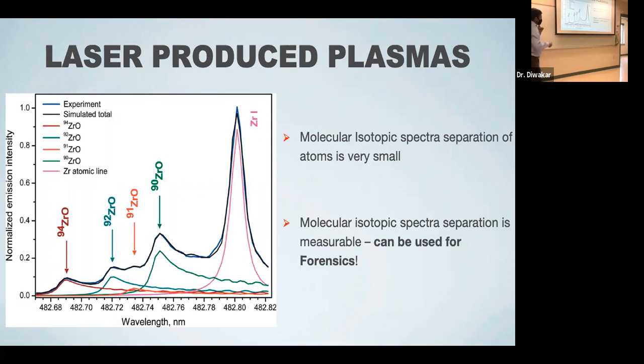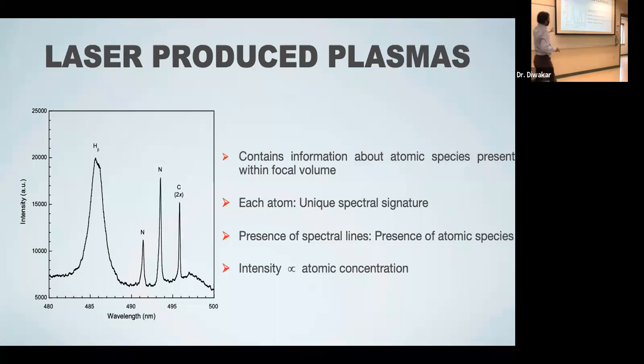The previous figure you saw shows all elemental lines. The question is, can we also use this technique, this plasma information, to detect isotopes? Isotopes are traditionally detected using mass spectrometry, where we separate them by mass-to-charge ratio.